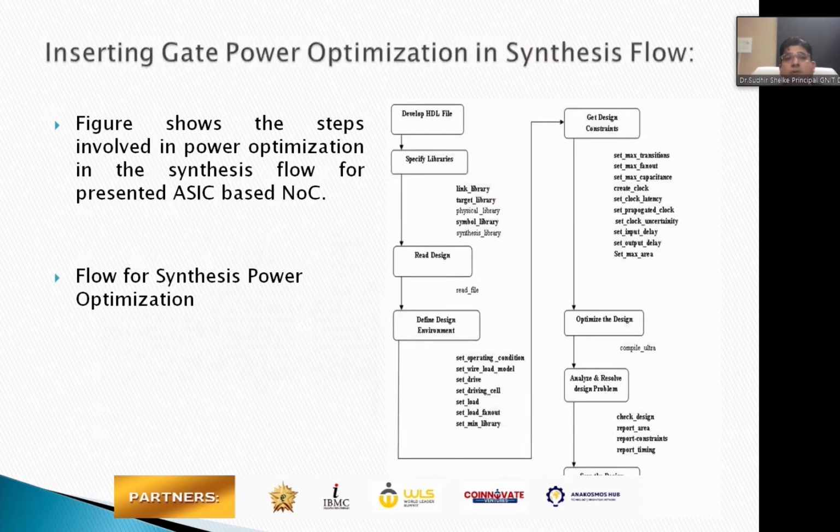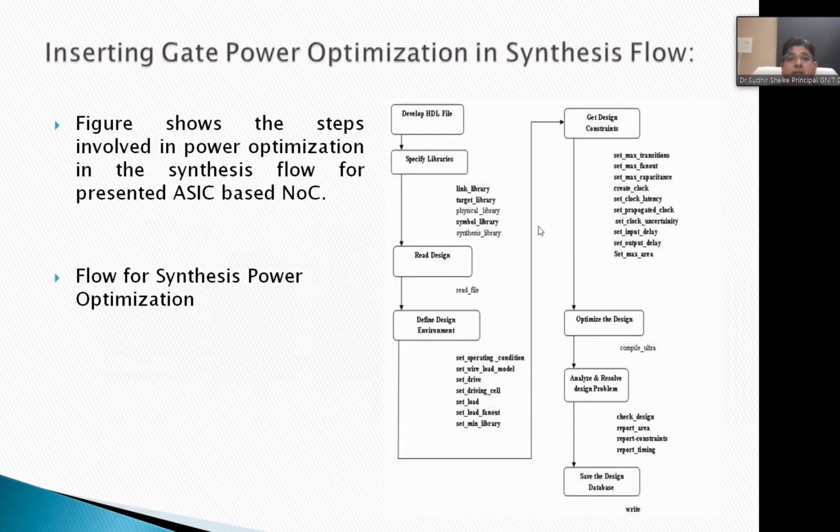So, inserting gate level power optimization in the synthesis flow. This is the synthesis flow, where RTL is converted into gate level, and while converting the RTL into gate level we have to follow this synthesis flow. It shows the steps involved in power optimization in the synthesis flow for the presented ASIC based NoC, that is, application specific integrated circuit, for the network on a chip, whose generic architecture we used previously for testing.